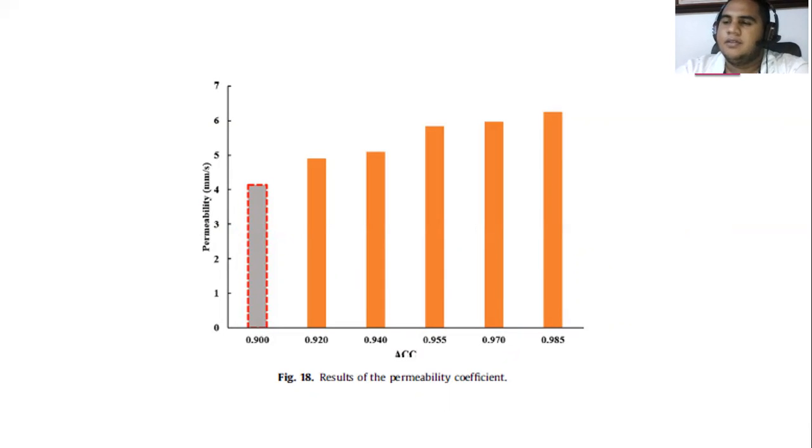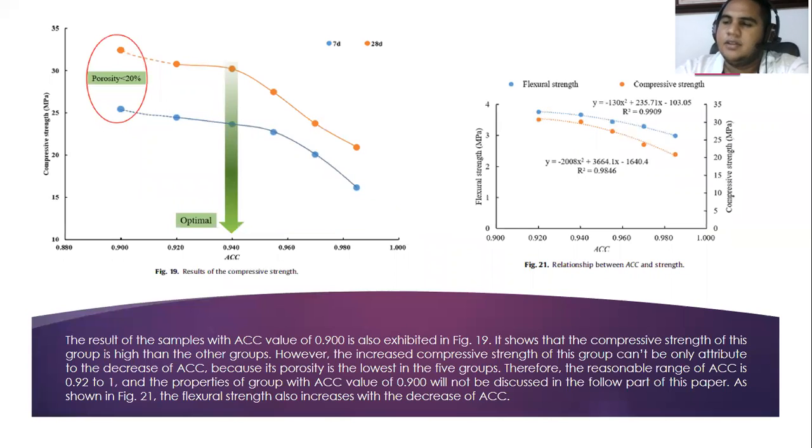The permeability of the samples is about 5 or 6 millimeters per second, which is an excellent value. As shown in figure 19, with the decrease of ACC, the compressive strength increases quickly, and then the increasing trend obviously slows down when the value of ACC reaches 0.94. Figure 21 shows that flexural strength also increases with decreasing ACC.